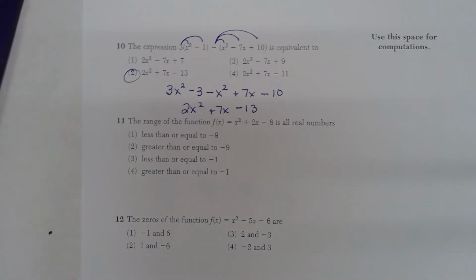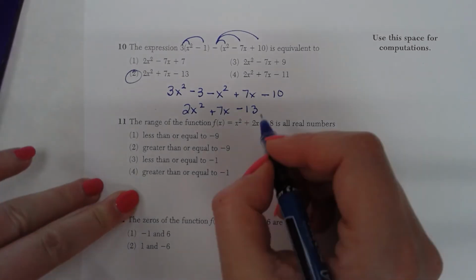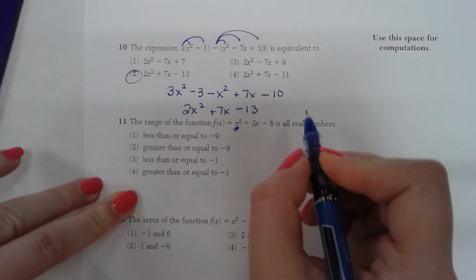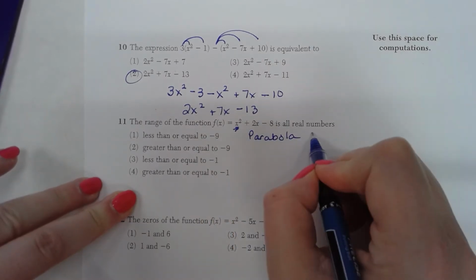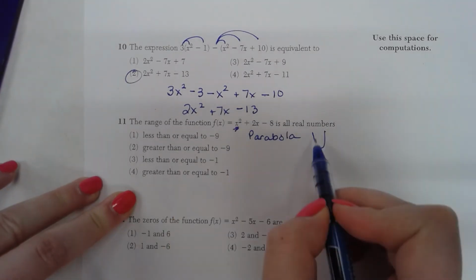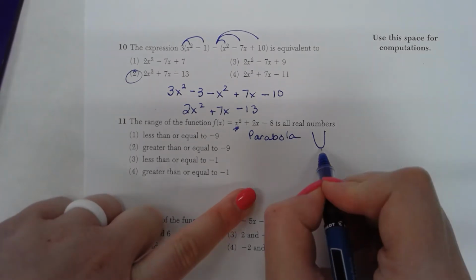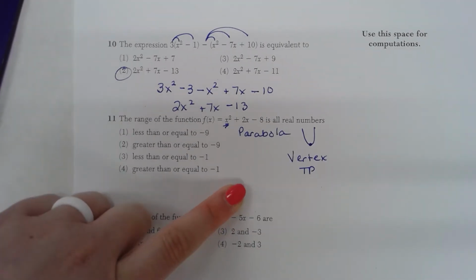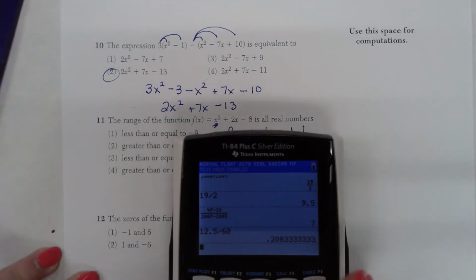Question 11. The range of the function is all real numbers. Alrighty. So we have to find the range. In order for me to find the range, remember this is an x squared, that's a parabola. So my graph looks something like this. Remember, it's a positive x squared, so that's a positive parabola. In order for me to find the range, I need to find the vertex, which is also called the turning point. Okay? So what I'm going to do is I'm going to go to my calculator.